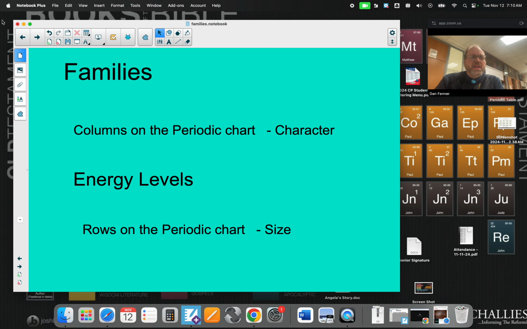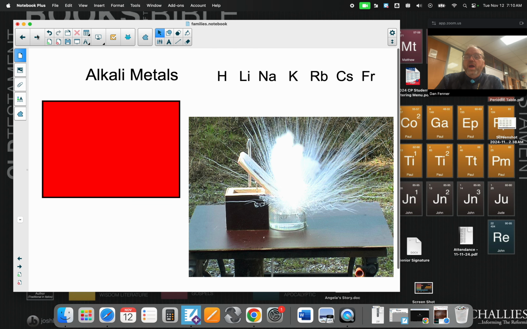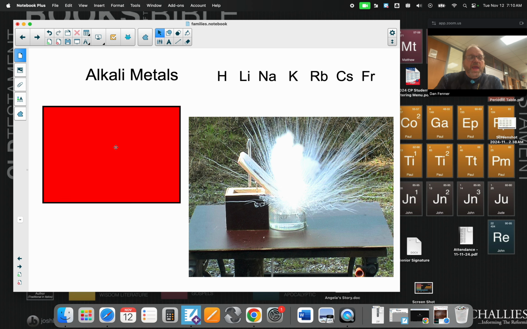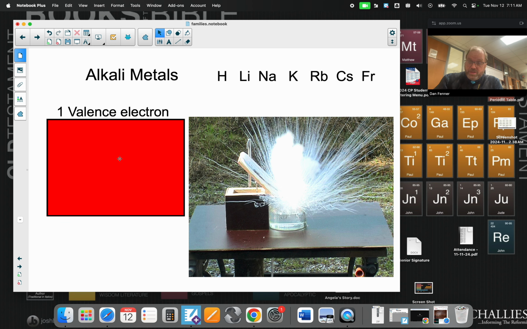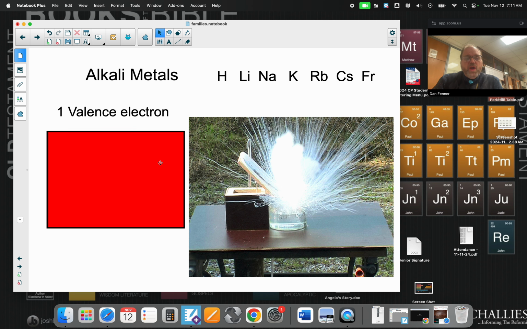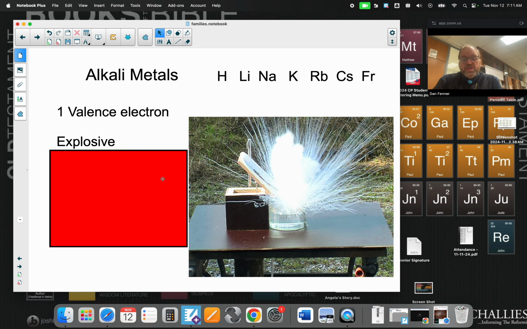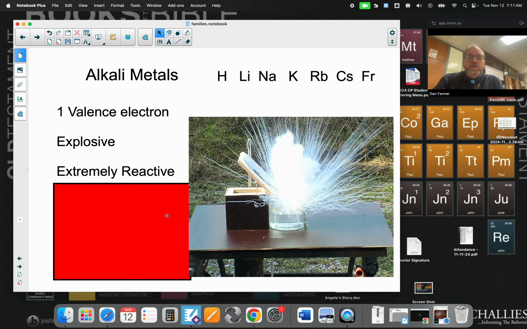So let's start looking at these. The first one we'll look at here are the alkalis. The alkali is the very first column, and they have one valence electron because of the first column. Now I include hydrogen here. It really doesn't quite fit because the rest of these are all metals, but there are some similar characteristics, so I throw it in here anyway. They are explosive, and I'll show you a video that shows that in a second, and they're extremely reactive.